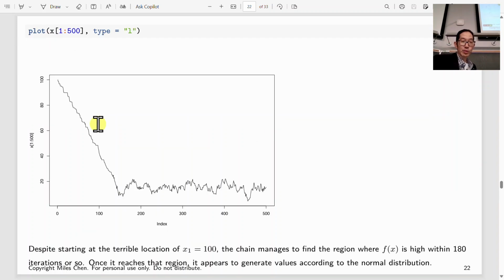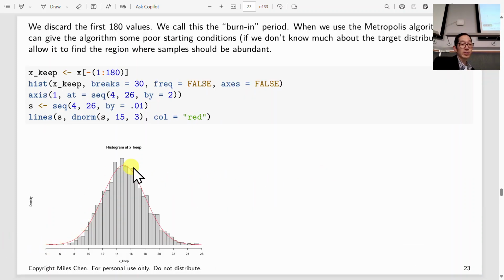So if I throw away the first 180 values or so, and I just start from here, and I say, hey, what kind of values did you generate? These are the values it generated, okay? And you create a histogram of it. So here, I just throw away 1 through 180, and then I make a histogram of that. This looks decently like the target distribution, okay? Centered at 15, standard deviation of 3. This is what it should look like, and it kind of matches that.